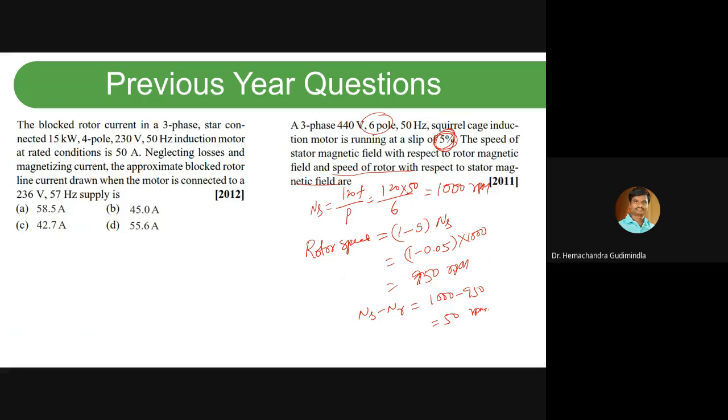Now as per the question, the first one, the speed of the stator magnetic field with respect to the rotor magnetic field, is 0 because both rotate at the same speed. Both fields are stationary with respect to each other, and the speed of the rotor with respect to the stator magnetic field is 50 RPM.